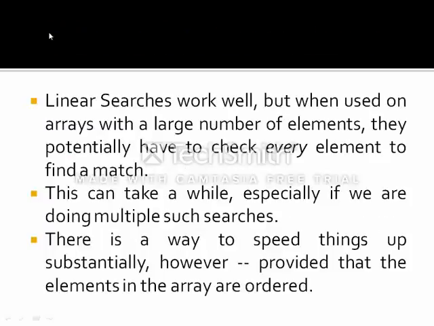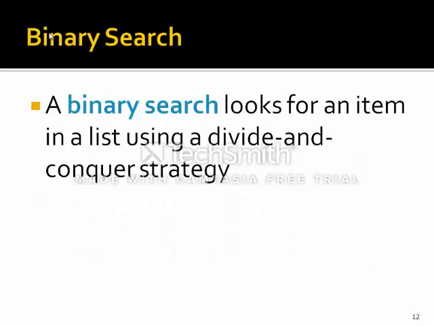Linear search works well, but when used on an array with a large number of elements, they potentially have to check every element to find a match. This can take a while, especially if we are doing multiple such searches. There is no way to speed things up substantially, however, provided that the elements in the array are in order.